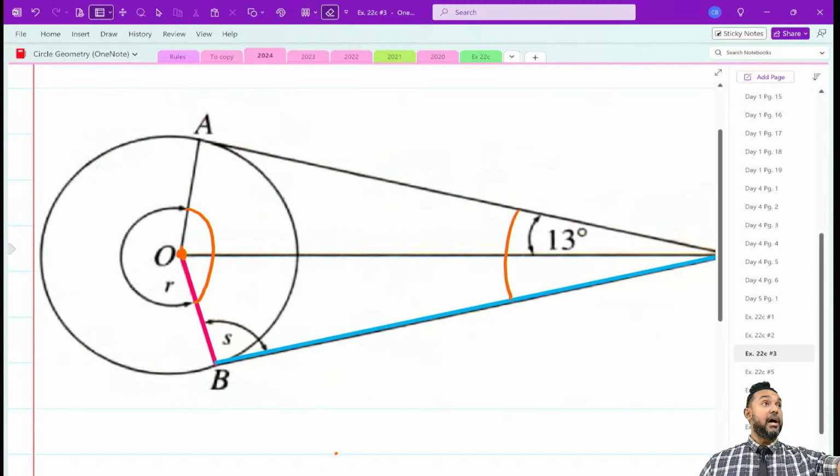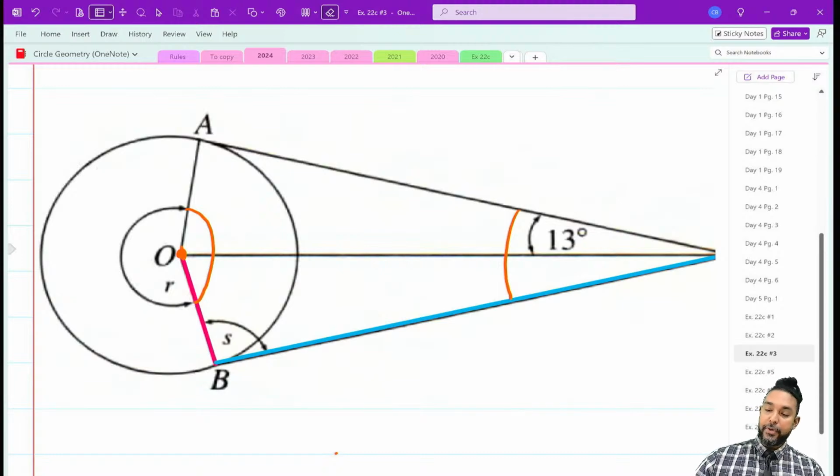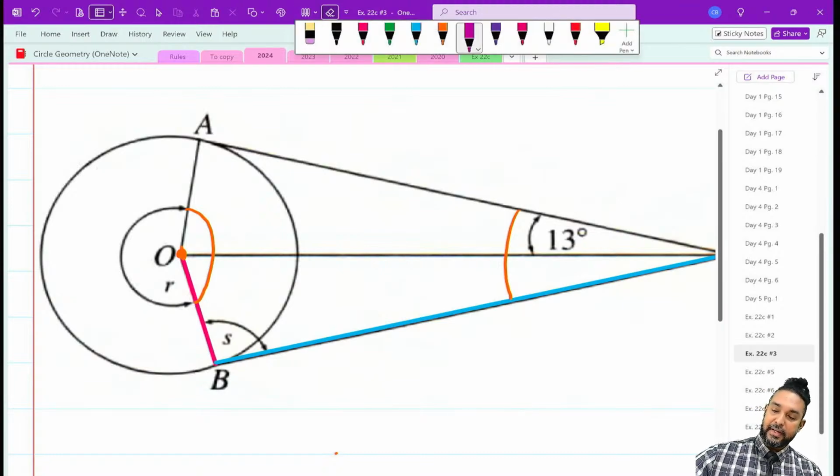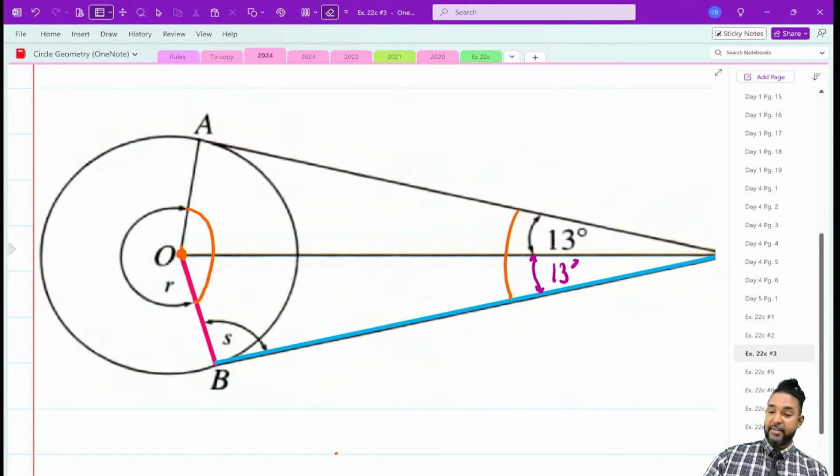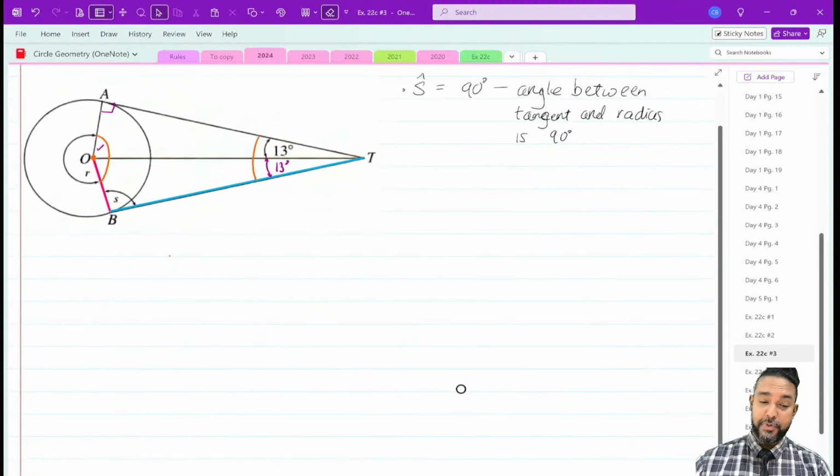They are supplementary. They add up to 180. And we also know that this angle here is what? 13 degrees. Right? So this is 90 here as well. So the 13 and this angle here must be 90 as well. Those angles are complementary. I don't know if we made that observation, but there are other observations we could make.